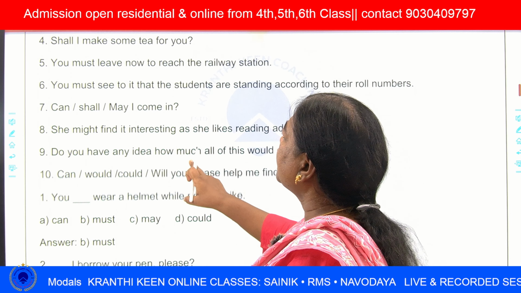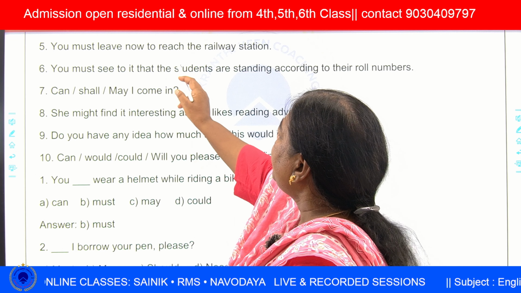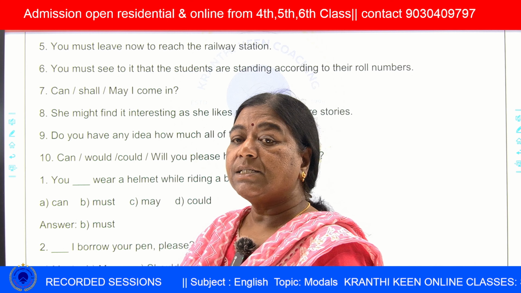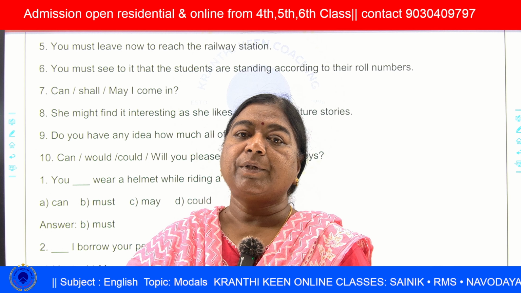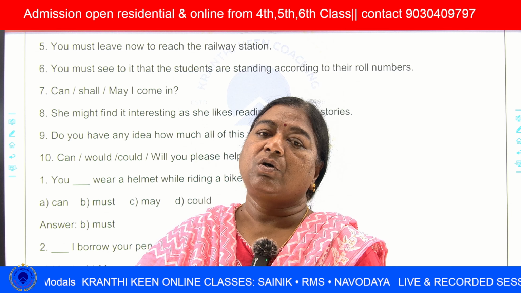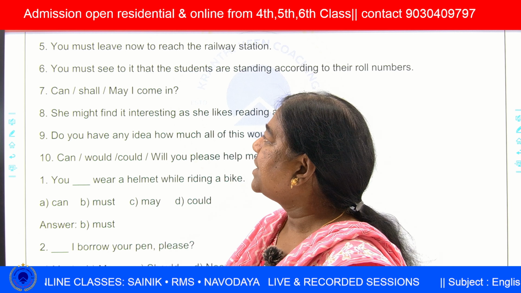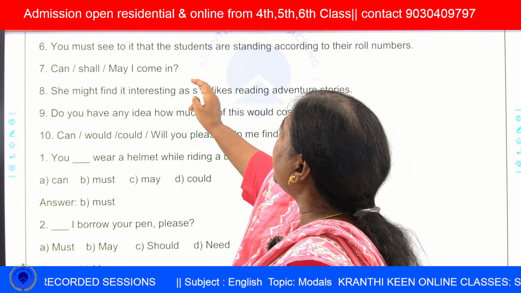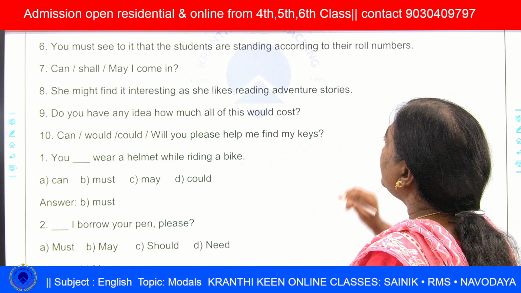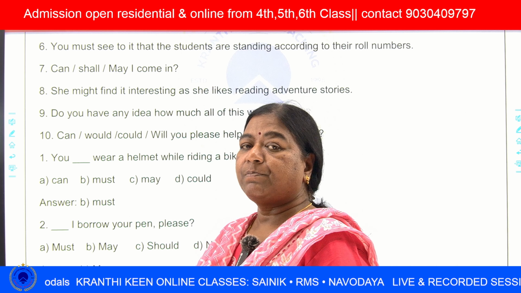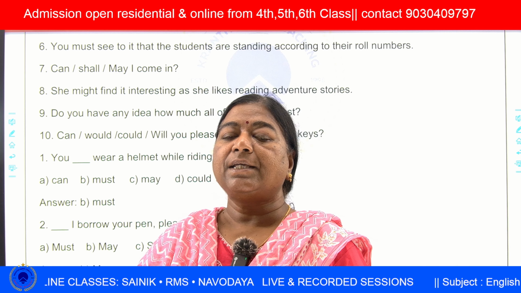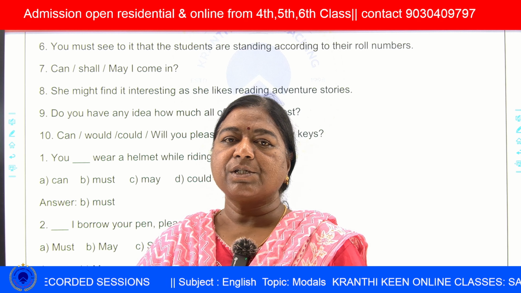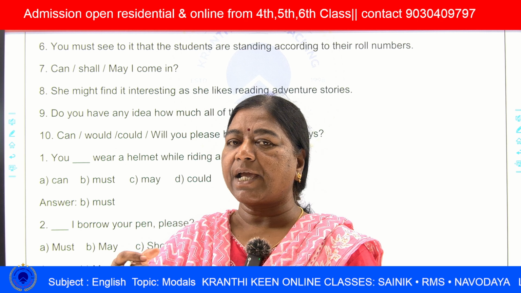Next, you must leave now to reach the railway station. Must, so it is compulsory, no choice. Why? Because maybe you may miss your train or maybe there is some emergency. Sixth one, you must see to it that the students are standing according to their roll numbers. Again, this is must. This is part of the rules and regulations, so we need to maintain it and stand according to that.